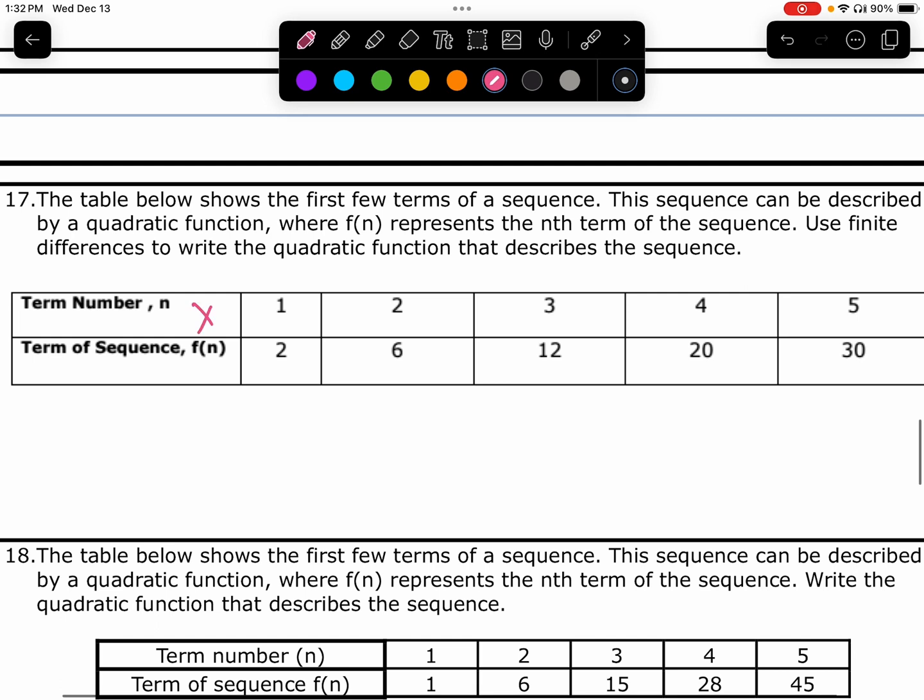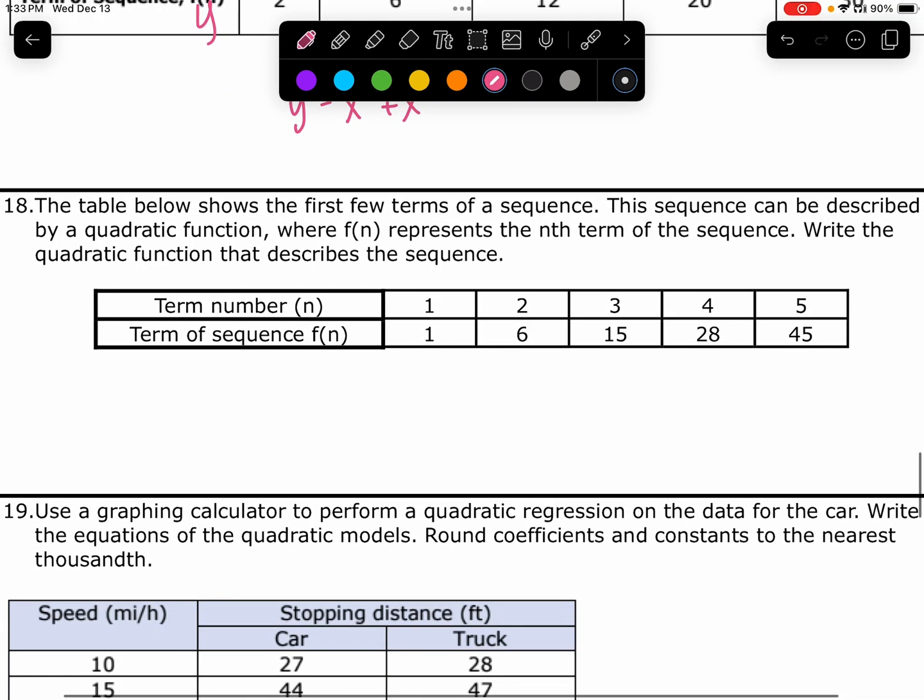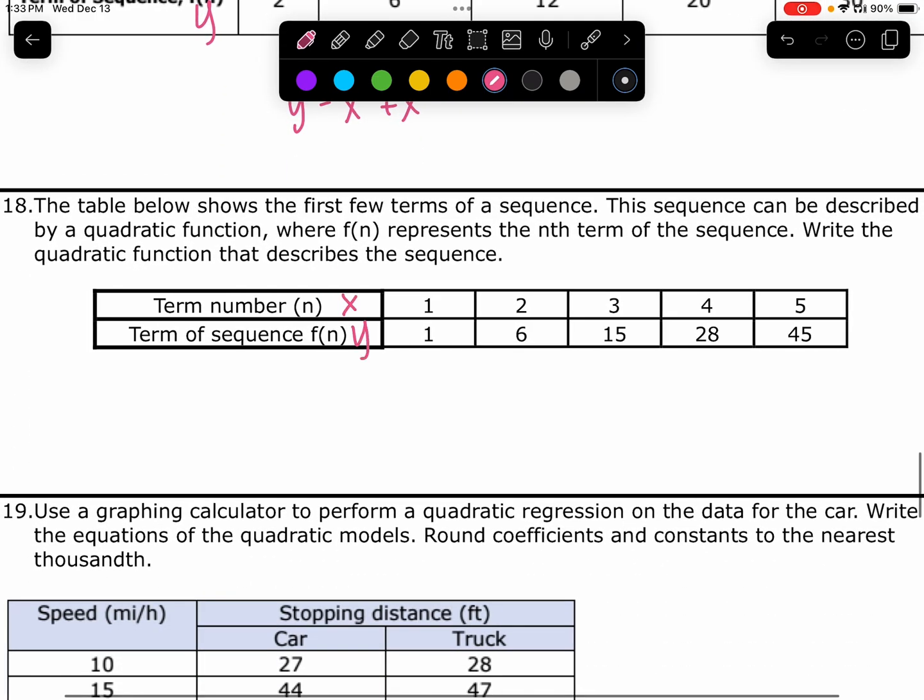Number 17, again, this is going to be x, this is y, and you should get y equals x squared plus x. So try that to make sure you get the same answer. Now try number 18 on your own. Again, this will be x, this will be y.